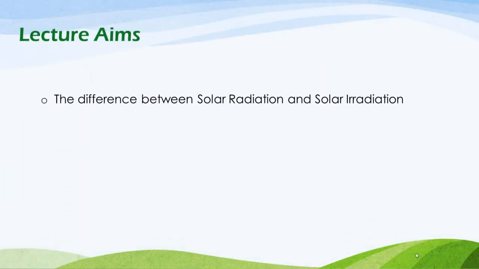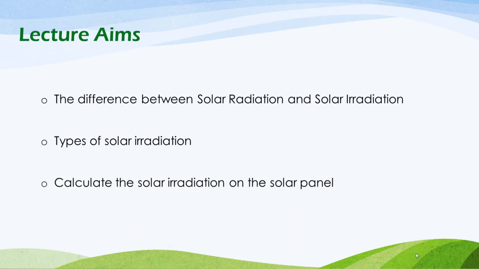The aim of this tutorial is to know what is the difference between the solar radiation and the solar irradiation, and we will learn also what are the different types of the solar irradiation, and finally we will learn how to calculate the solar irradiation on the solar panels to know exactly what is the most benefit that our solar system can get from the solar energy.